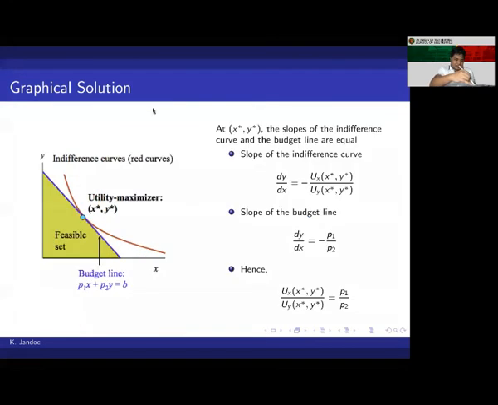Just to reiterate what I said, at x star, y star, so this is x star, let me just write this here, this is x star and this is y star.